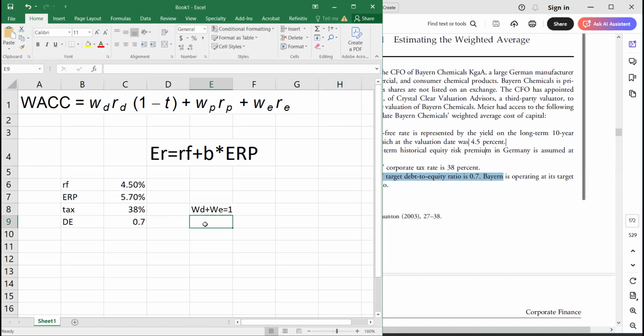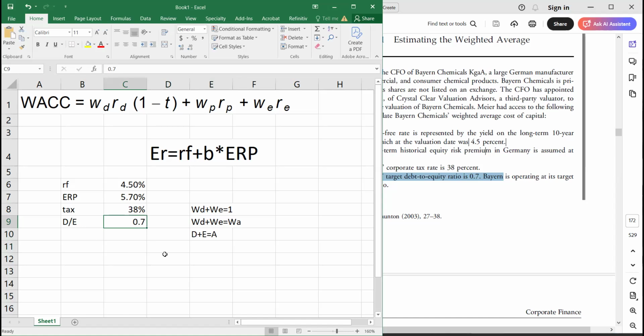Debt plus equity, so the proportion of debt plus the proportion of equity, is actually equal to the proportion of assets. Or the other way around, debt plus equity is equal to assets. This is what we know. But we're given the debt to equity ratio, 0.7. How can we find the proportion of debt and the proportion of equity?